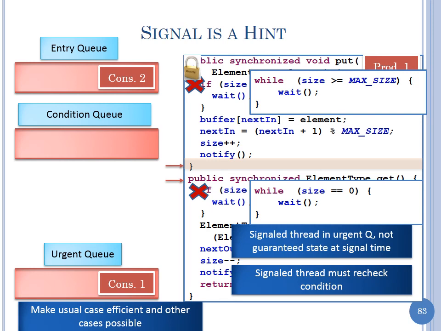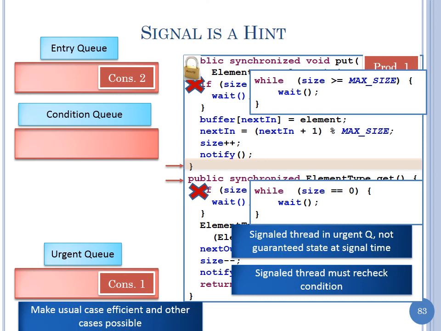And the basic philosophy here is that you make the usual case efficient and the other cases possible. Okay, so you have to do an extra check when you come back. You have to do a while. That means you have to do at least one more check after you come in. So that's maybe a little bit of a lack of efficiency. But what we've really done is made the usual case good.